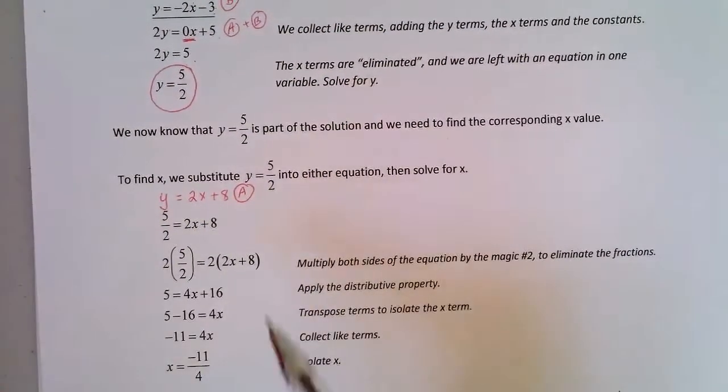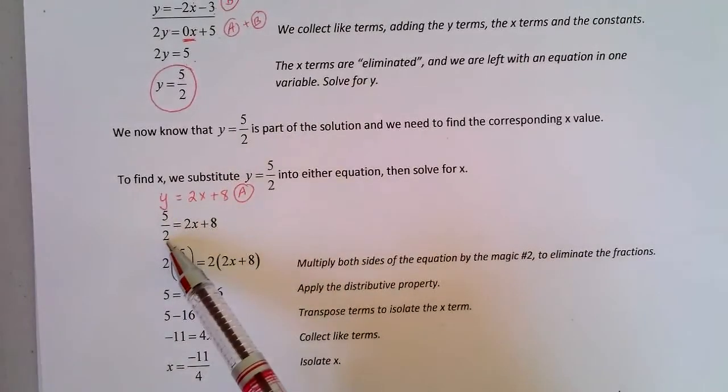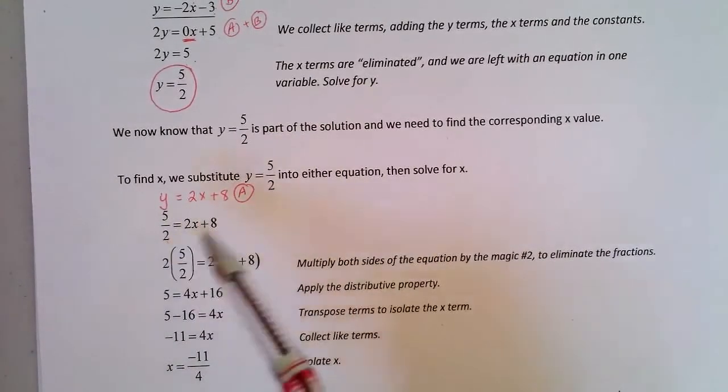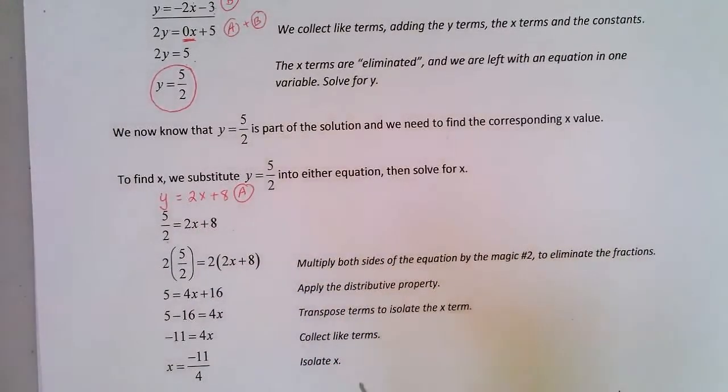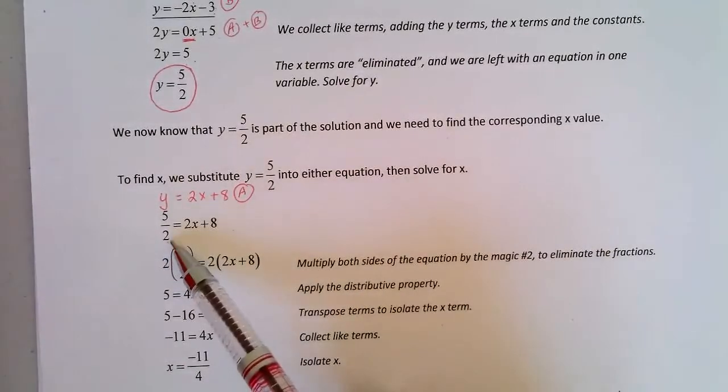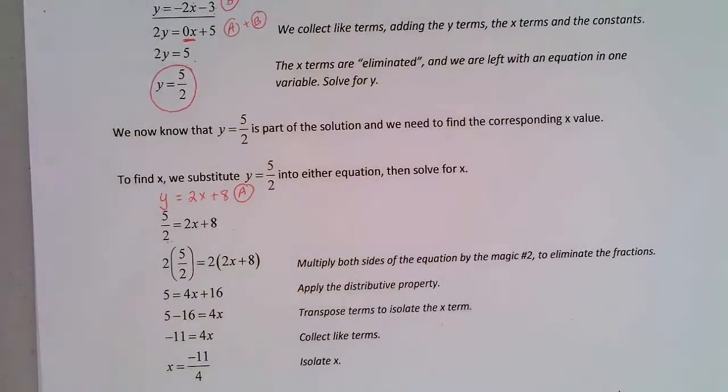And I have replaced the y with 5 over 2. And when I do that, I'm now left with an equation in one variable where I'm going to proceed to solve for x. Now, with the introduction of y is 5 over 2, we've introduced some fractions, and we have discussed earlier on back in March how we solve equations with fractions. We use the concept of the magic number to eliminate all the fractions.